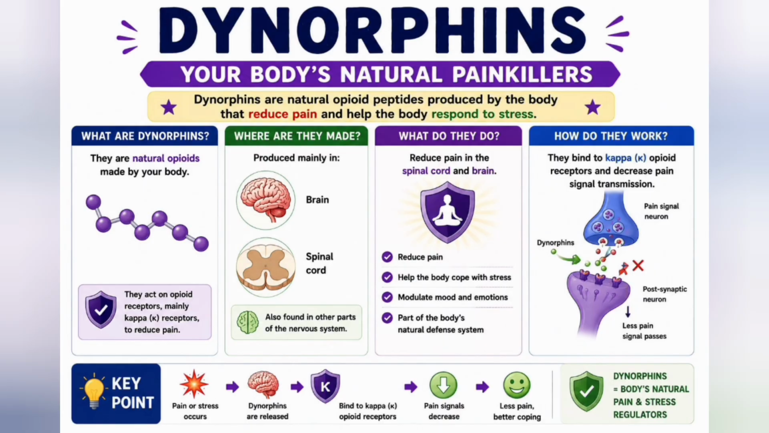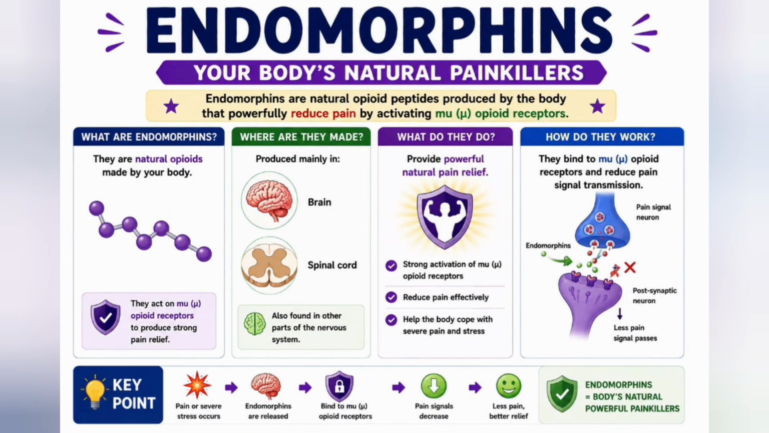Again, dynorphins are also the body's natural painkillers. They are natural opioid peptides that bind to the kappa opioid receptors and decrease the pain signal. Again, endomorphins are also natural opioid peptides that bind to the mu opioid receptors and reduce pain signal transmission.